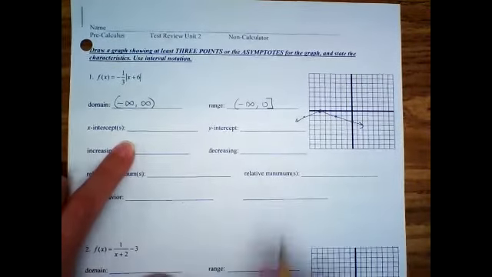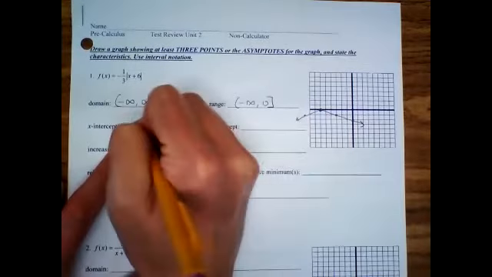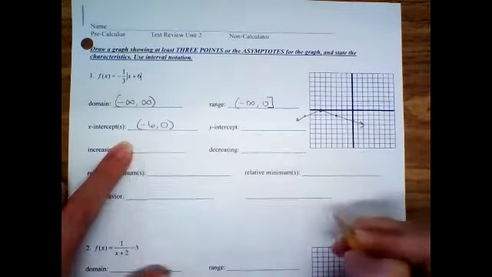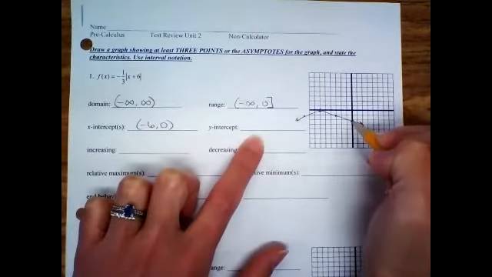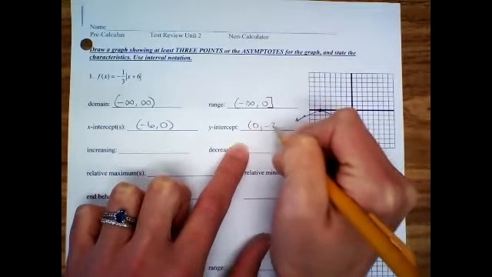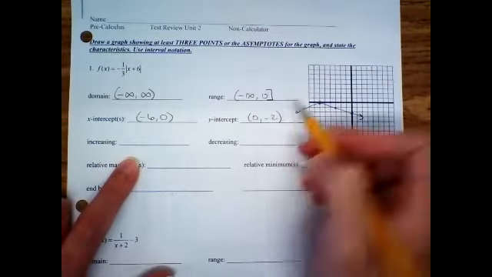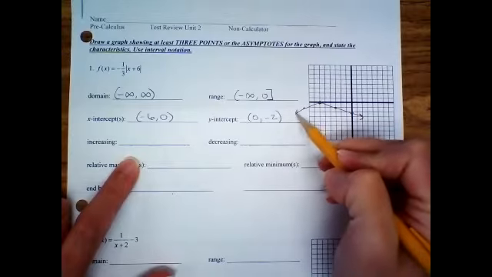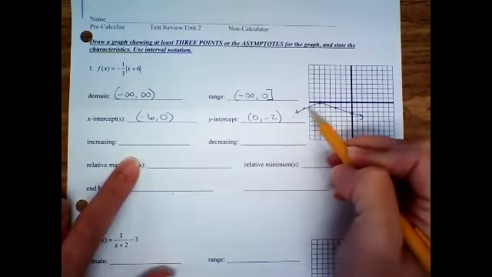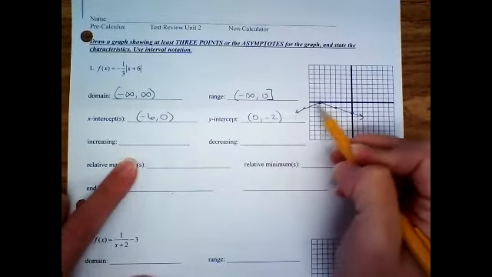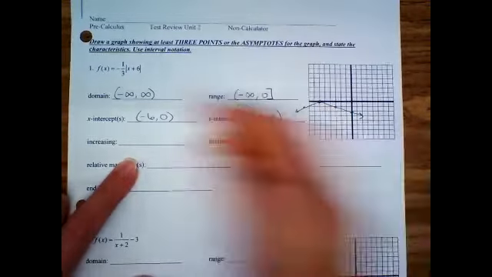All right, x-intercept, there's only one of them right here, -6, 0. Y-intercept is right here, 0, -2. Increasing and decreasing, you're going to read left to right. So hey guys, what is the graph doing first as I read left to right? Good, so increasing will be negative infinity to -6. And then decreasing will be -6 to infinity.